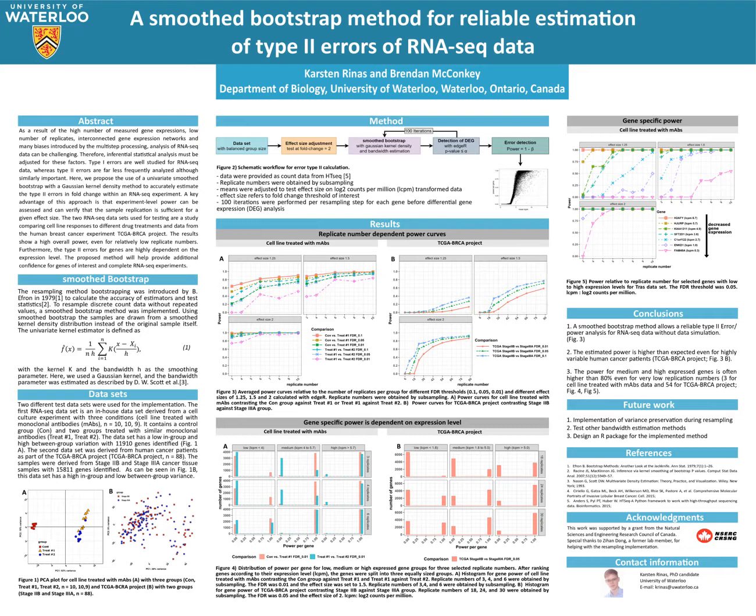Figure 3 shows the average power for each set of parameters. On the left side are the power curves for data derived from the treated cell line, and on the right side are the results for the TCGA-BRCA project. The plots clearly show the constant increase of the power with increased replicate number for all comparisons. And with increased effect size, the power exceeds the common power threshold of 80% already for very low replicate numbers.